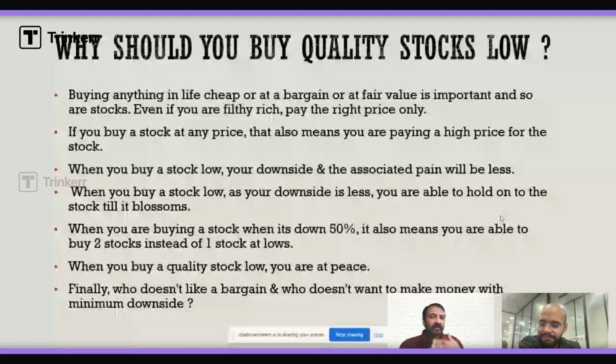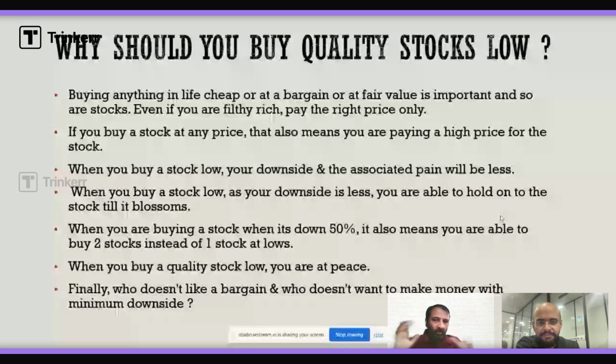Now, another aspect of this is that when you buy a stock low, the downside is always less compared to when you buy high. And when the downside is less, you don't panic and the pain is less. That's a big thing, right? See, let us say you buy a stock at 2,000 rupees. It goes to 1,600, 1,700. You still don't worry much because it is still around your price. The problem happens when the price goes to deep red. That's when you panic.